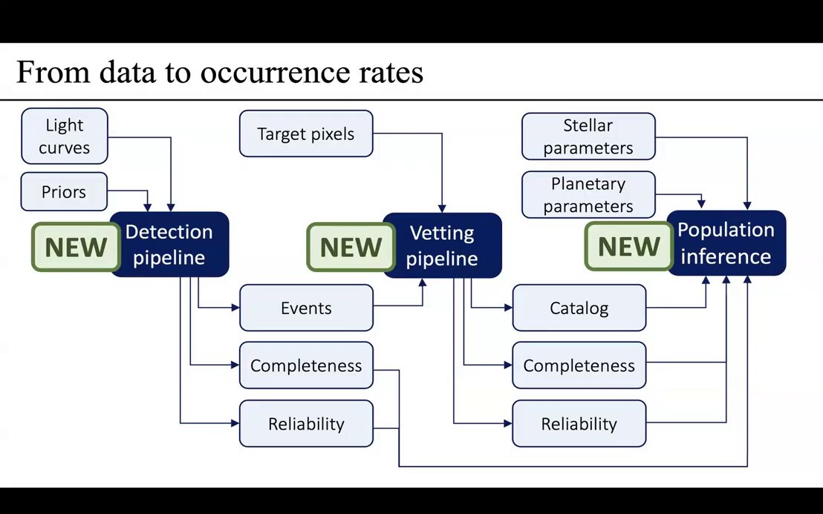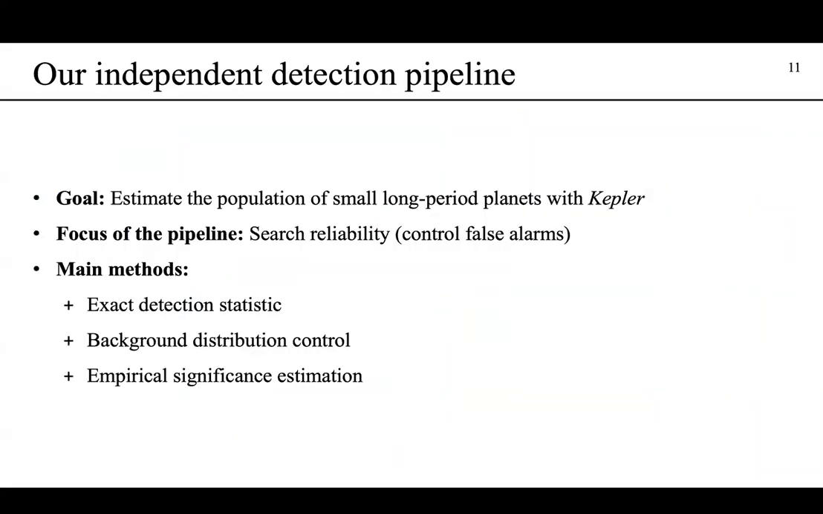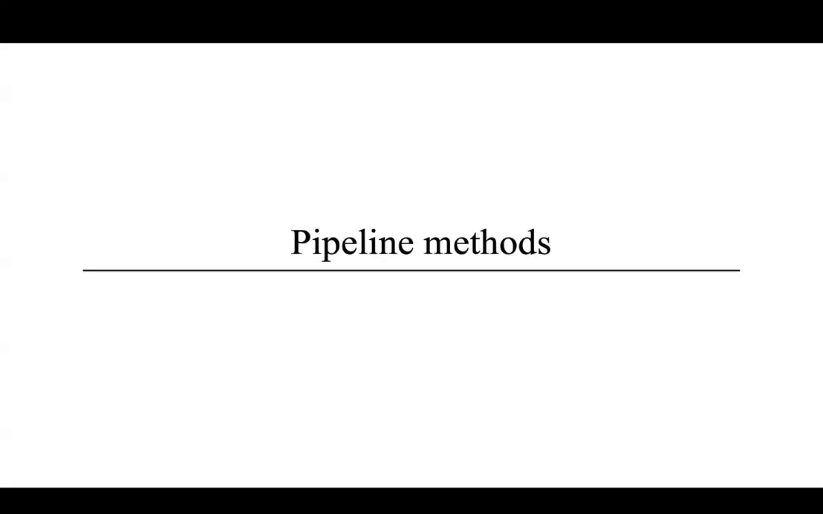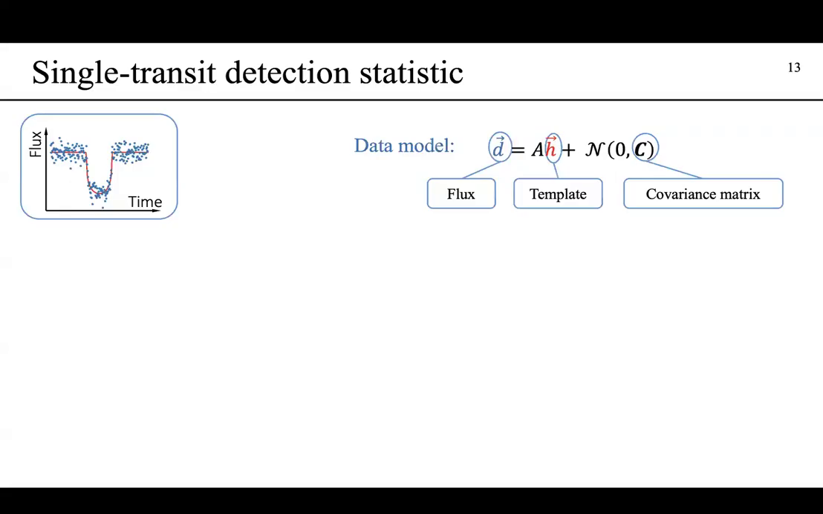And we just wrote it from scratch, from an empty Python file, a new detection pipeline, with the goal of a better search reliability. I'm now going to go through the main methods of the pipeline. So we start from the very basics, writing a detection module. What is our noise? What is our signal? And what do we want to detect?